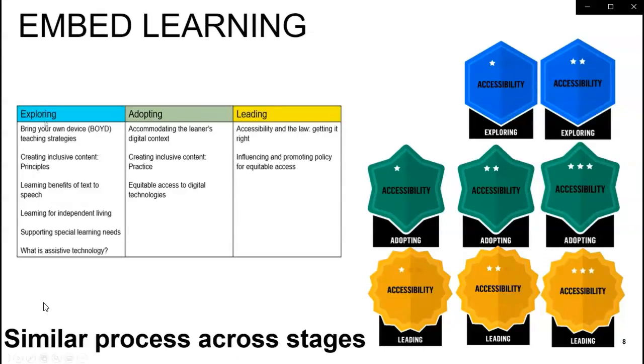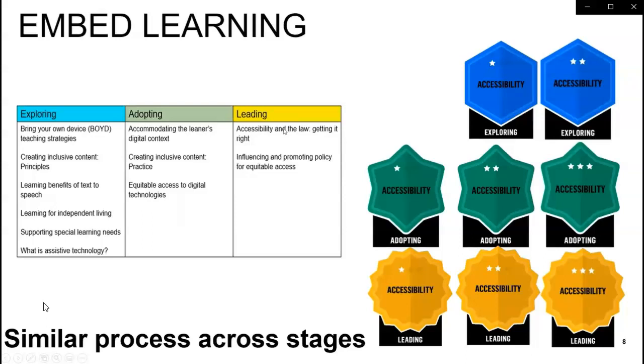So exploring, you complete a cluster of those learning modules. In exploring, there are 6. When you complete all 6, you'll earn your accessibility 1-star badge. If you then reflect on that learning for adopting, so you do the cluster of adopting and you reflect on it, you can earn a 2-star badge.